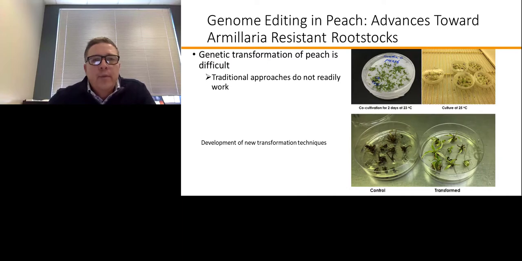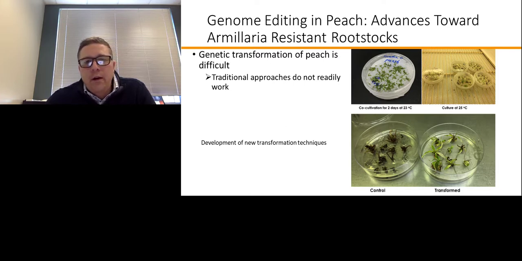So here's an example of our procedure where we conduct shoot apex transformations. We cultivate and culture these at a certain temperature for a certain time. And here's an example of what shows us that we're successful. So these are our control samples where we've got bisected shoot apex peach plantlets on a media with antibiotic. And you can see that they're black and necrotic.